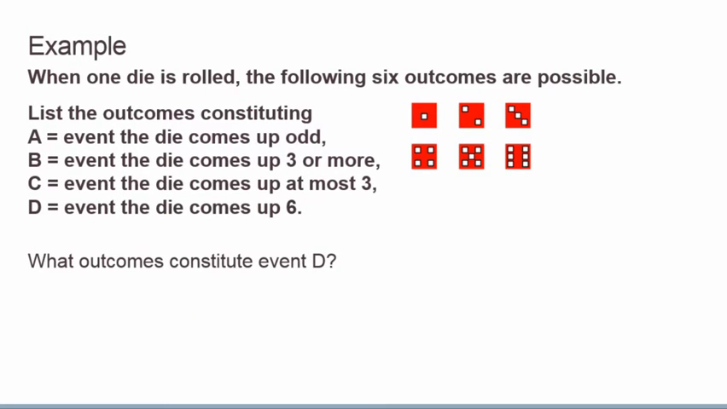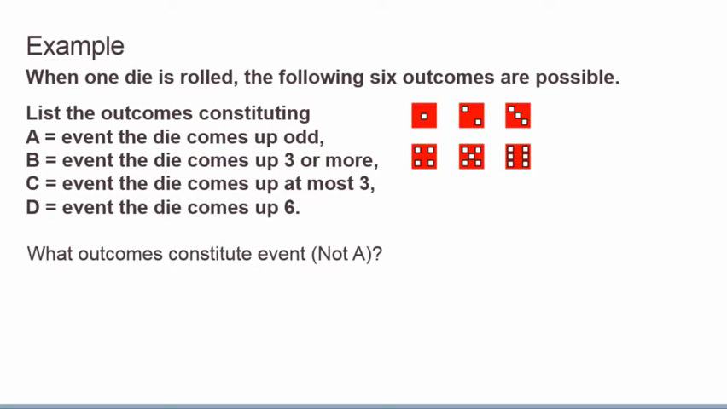Continuing, what outcomes constitute event D? Event D, the die comes up 6. We only have one choice. Event D is 6. Continuing with our dice example, what outcomes constitute event not A? Event A, the die comes up odd, so that's 1, 3, and 5, which means not A is 2, 4, and 6. Event not A is 2, 4, 6.